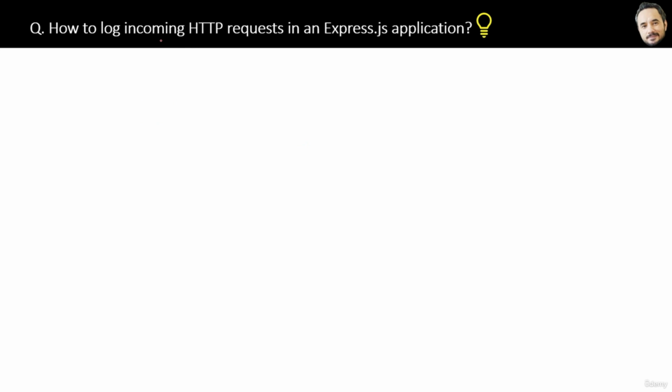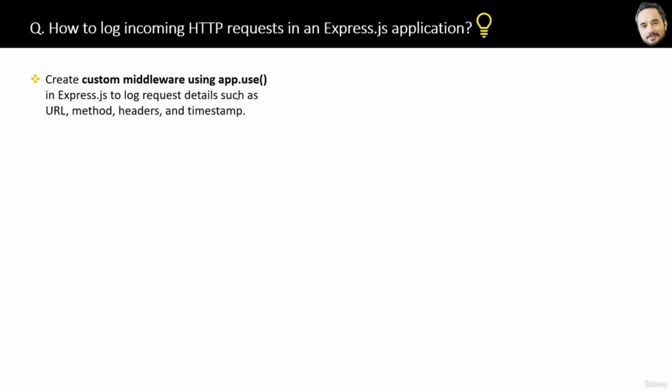How to log incoming HTTP requests in an Express application? Think. The answer is create custom middleware using app.use in Express.js and call it to log the request details, such as the URL, request method, request headers, and the request timestamp, like when the request arrived in your web API, REST API. So that's how you can log.